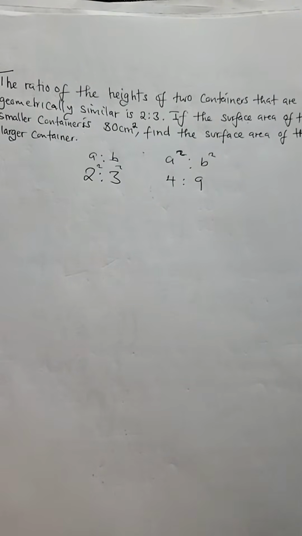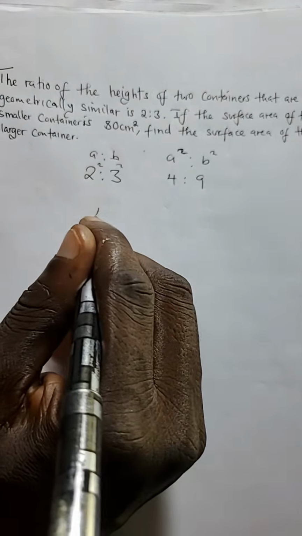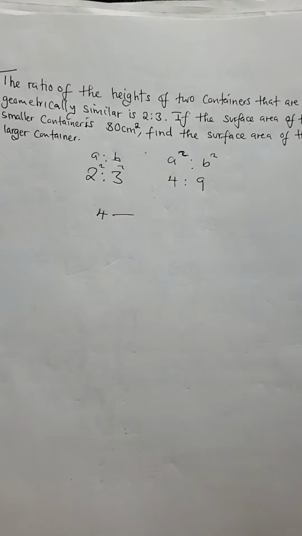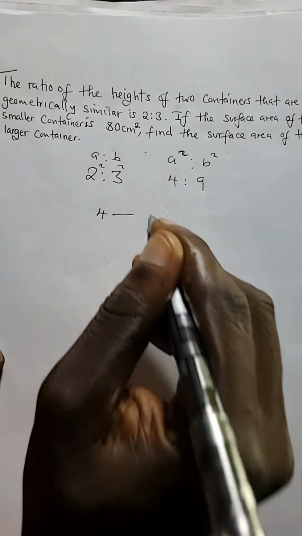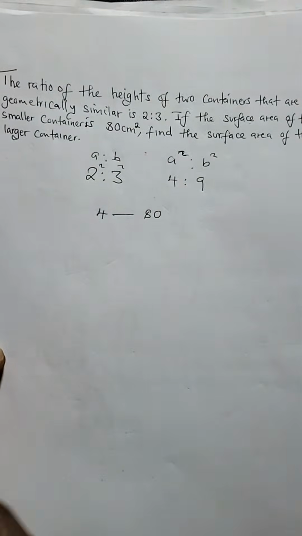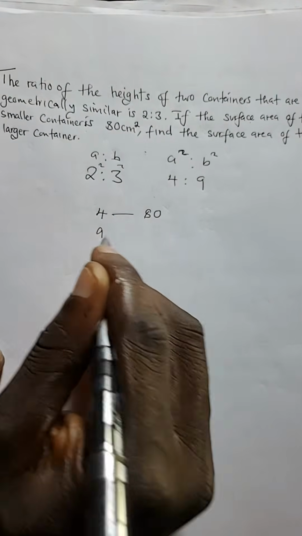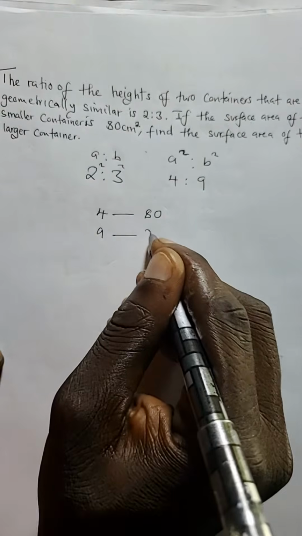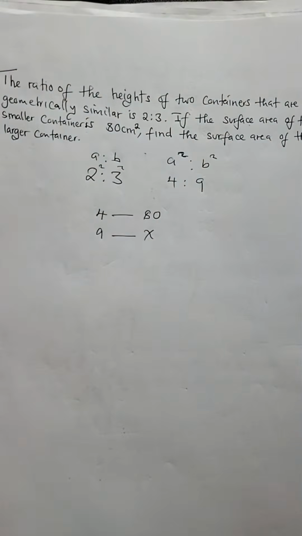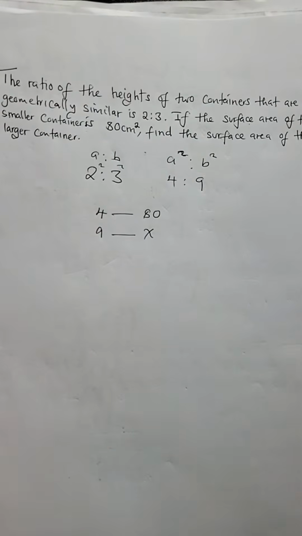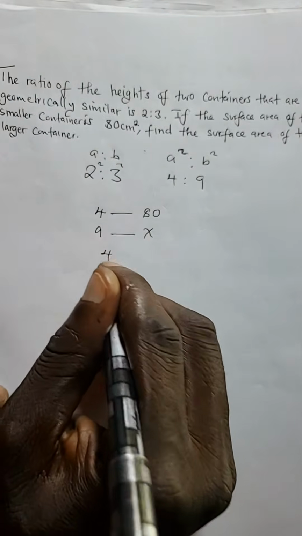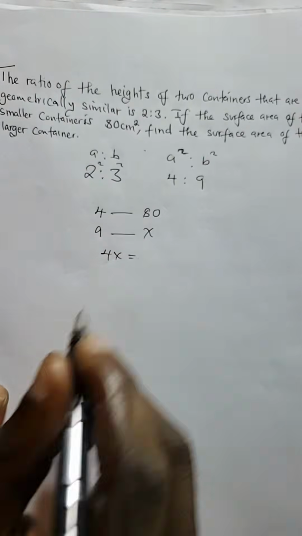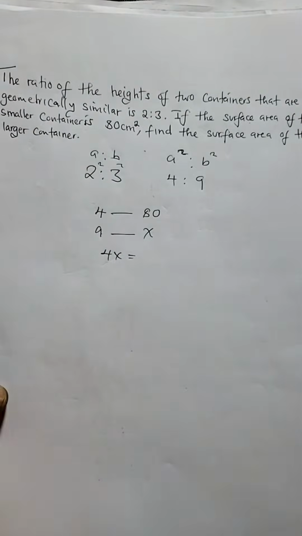So we can say 4 is equivalent to what? The surface area of the smaller container, which is 80. Then 9 is equivalent to what? We don't know. So let's just write x. Then cross multiply. 4 times x is 4x. What is 9 times 80?